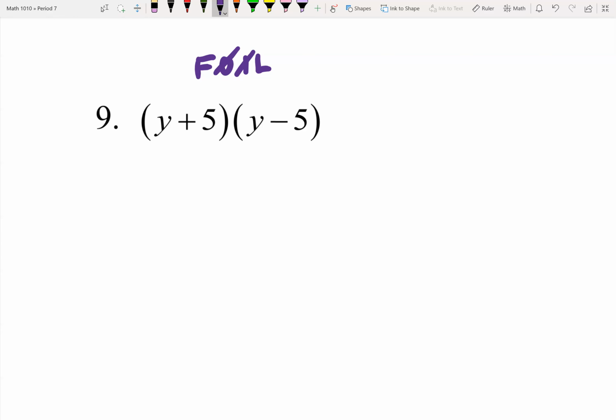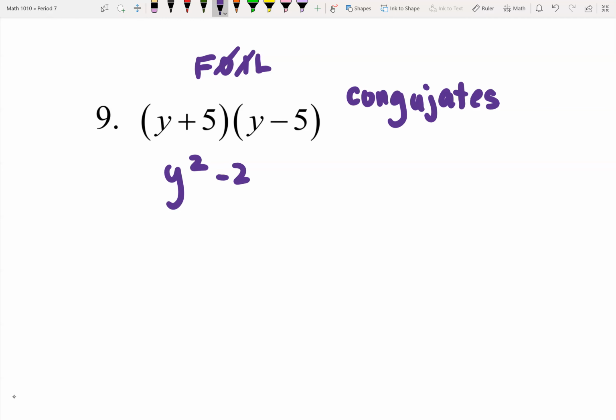Why does that happen? Because those two things are identical, except for the middle sign. What are those called? Do you remember? They are called conjugates. Write that down. C-O-N-J-U-G-A-T-E-S. I think that's how you spell it. So all we have to do is F and L because they are conjugates of each other. So all you have to do, guys, is go y times y is y squared. 5 times negative 5 is negative 25, and that's your answer.